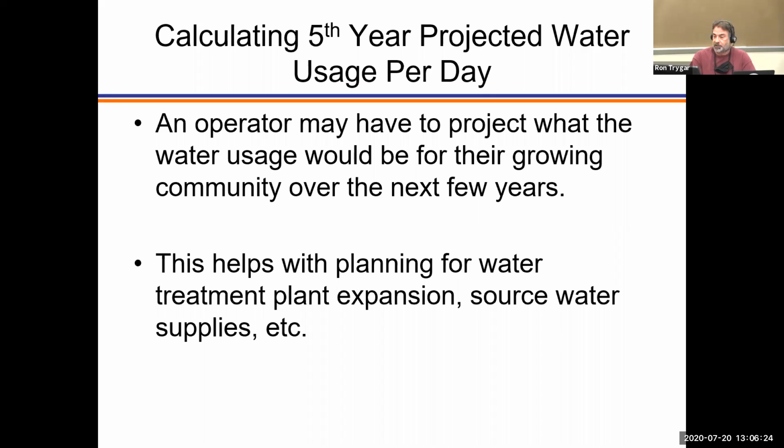So hopefully on the slide you see where an operator may have to project what the water usage is for their growing community over the next few years. You may have to try to plan for maybe expansion of your water plant or drill new wells or look for a new water source to supply your community if you're growing at a pretty fast rate. So I have a few examples here that I'm going to walk through with you guys.